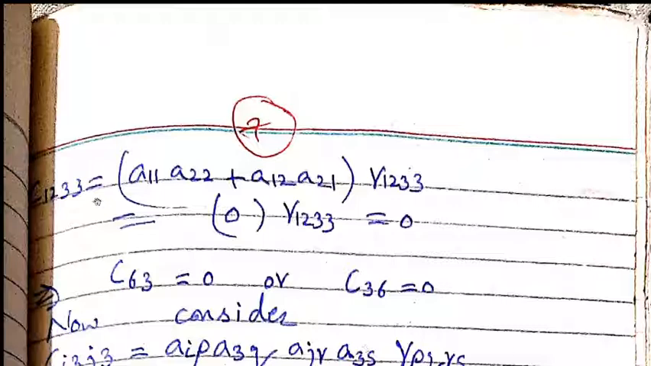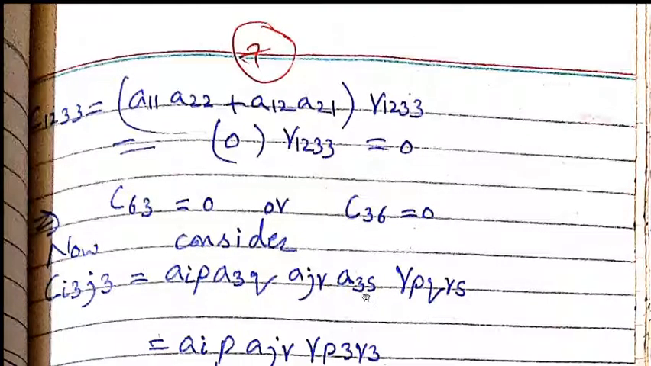Now, if IJ is 1 2 or 2 1, they are same. If they are 1 2, on right hand side we have this, and we know that this is 0. You can write this from your matrix B. This is 1 by 2, this is minus 1 by 2, so it will be 0. So C63 or C36 is equal to 0.